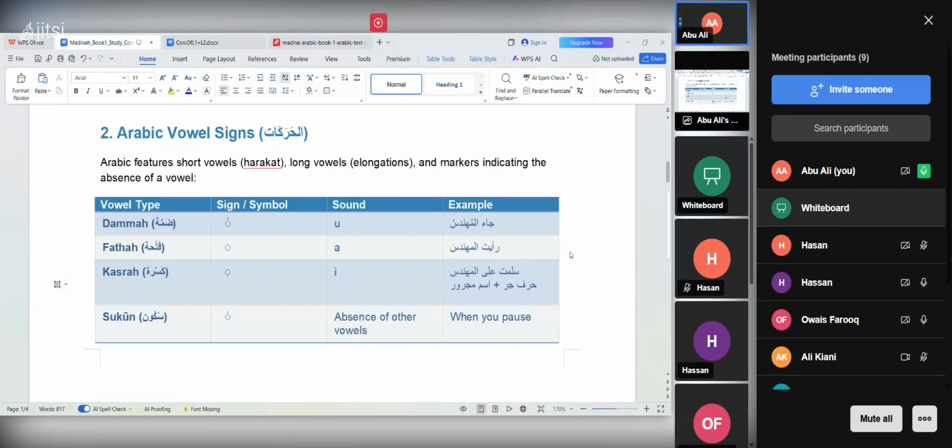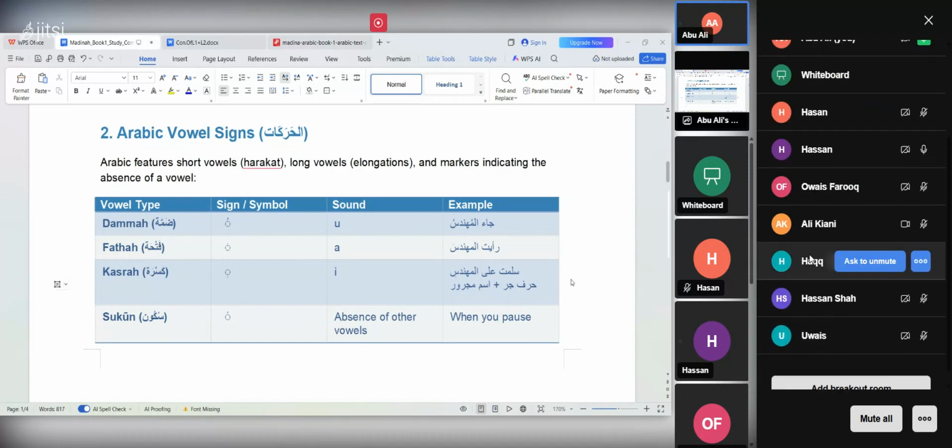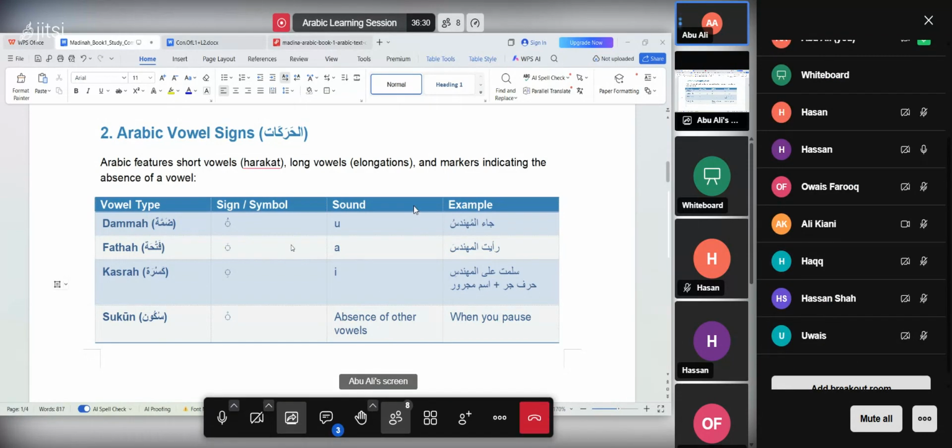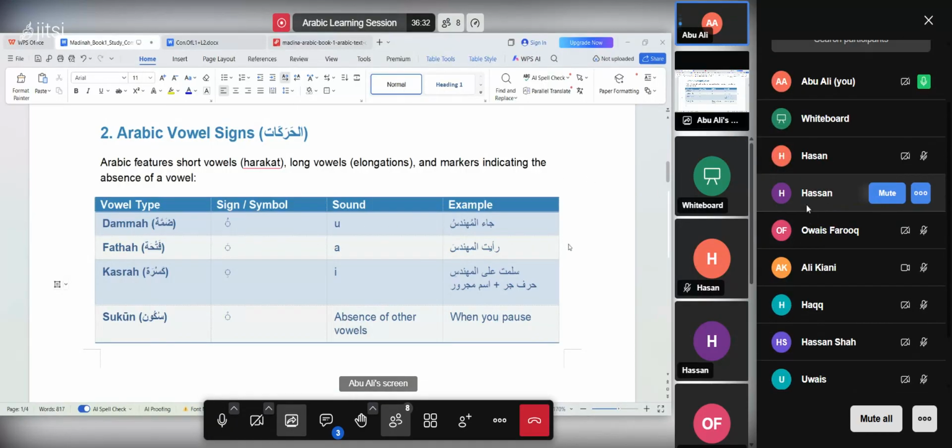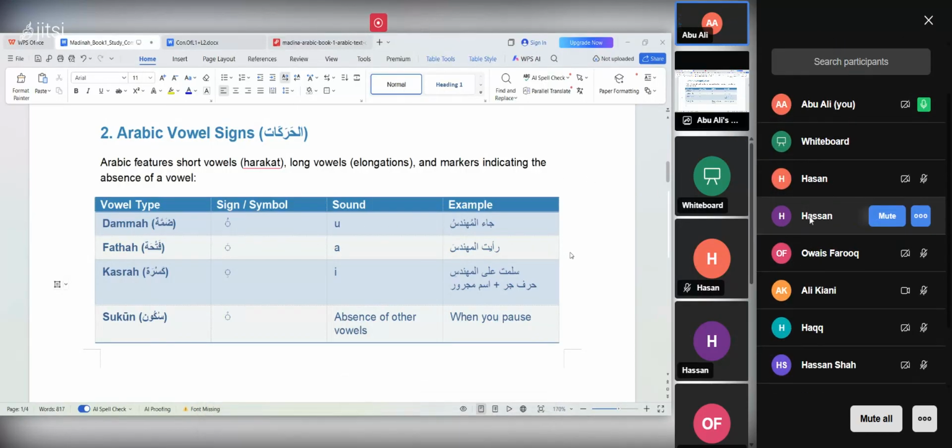Can someone tell us another function of vowel signs? Anyone? I know the first one is easily forgotten, so I'm not going to ask someone specifically. Okay, let's repeat it. The first vowel function is that it's part of the word. It's part of the letters, we can say. So a muhandis will always have a dhamma on the meem. It's never going to change. It's just part of the word. Do you understand, brothers? Yes.